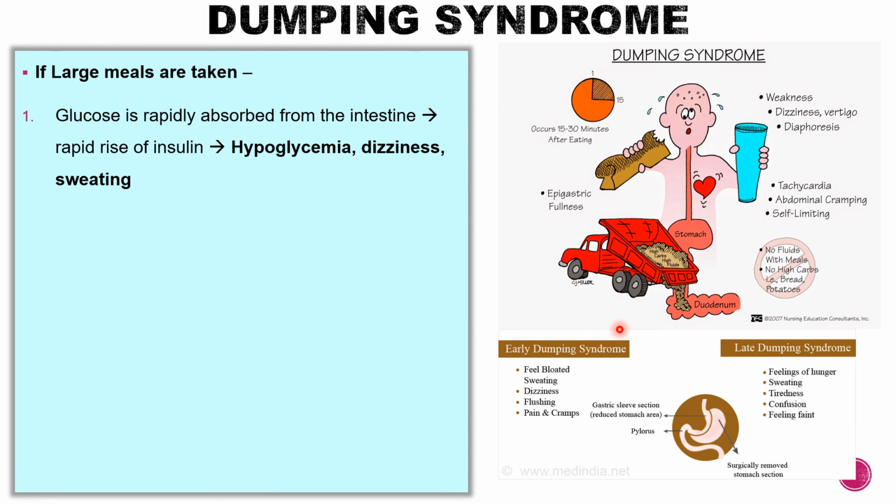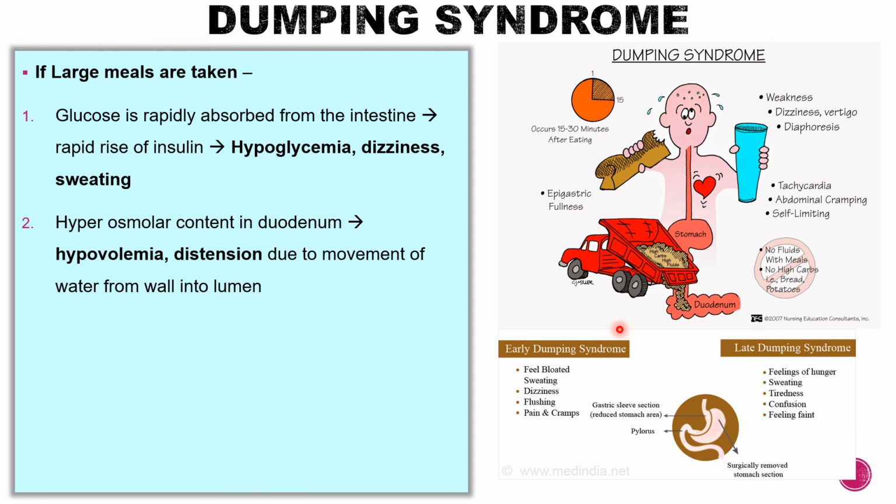A large amount of glucose goes to the intestine at the same time. Rapid rise of insulin leads to hypoglycemia, dizziness and sweating. And since there is no gastric emptying mechanism present, the content in the duodenum becomes hyperosmolar. There is hypovolemia, and distension due to movement of water from the wall into the lumen. These two together form the dumping syndrome.